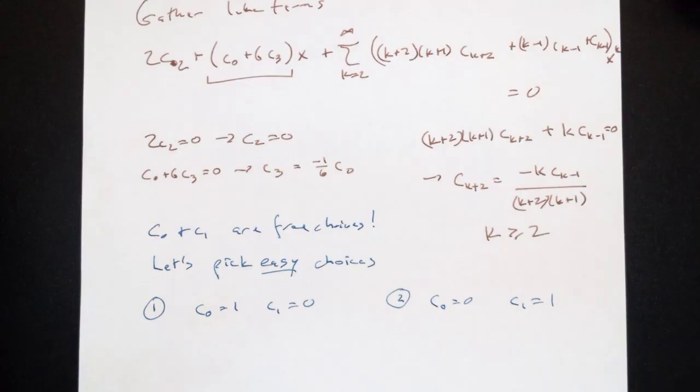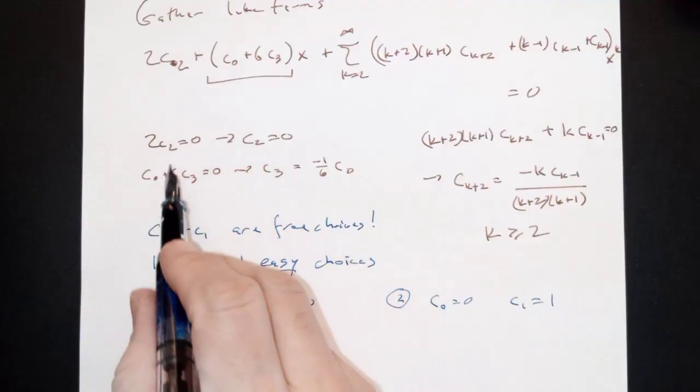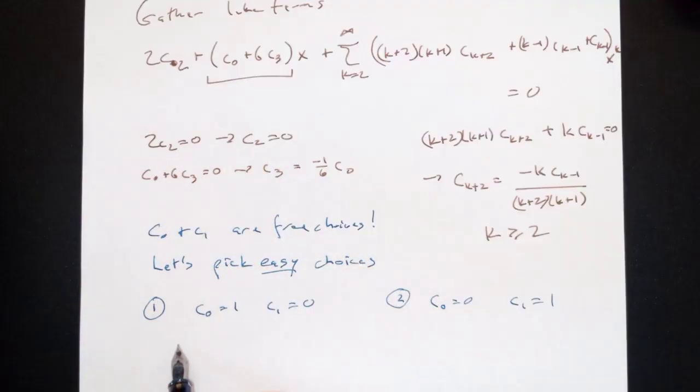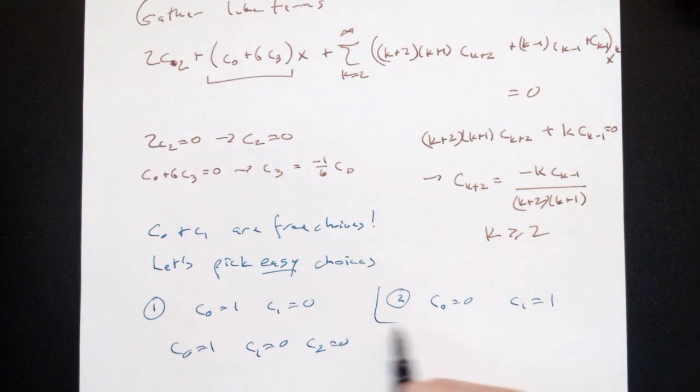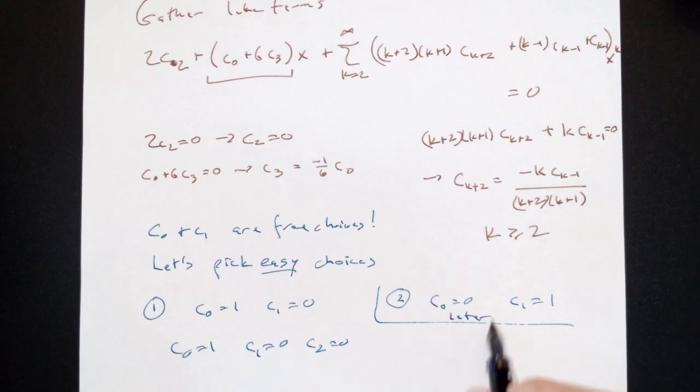Let's see if we can work our way through what happens in one of these sets of choices. We'll do them both eventually. So which one do you want to start with, number 1 or number 2? If I start with number 1 here, C0 is 1, C1 is 0. I know C2 is 0 because we have that explicitly.